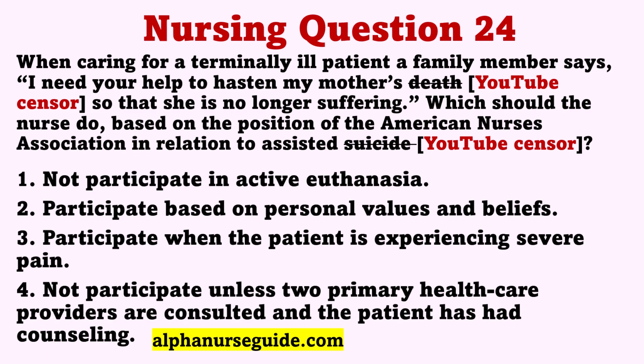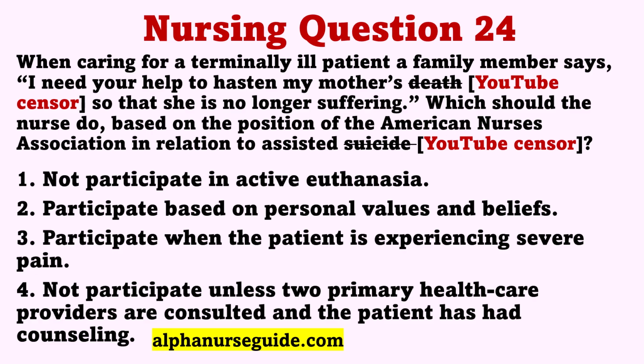When caring for a terminally ill patient, a family member says, "I need your help to hasten my mother's death so that she is no longer suffering." Which should the nurse do, based on the position of the American Nurses Association in relation to assisted suicide? 1. Not participate in active euthanasia. 2. Participate based on personal values and beliefs. 3. Participate when the patient is experiencing severe pain. 4. Not participate unless 2 primary healthcare providers are consulted and the patient has had counseling.